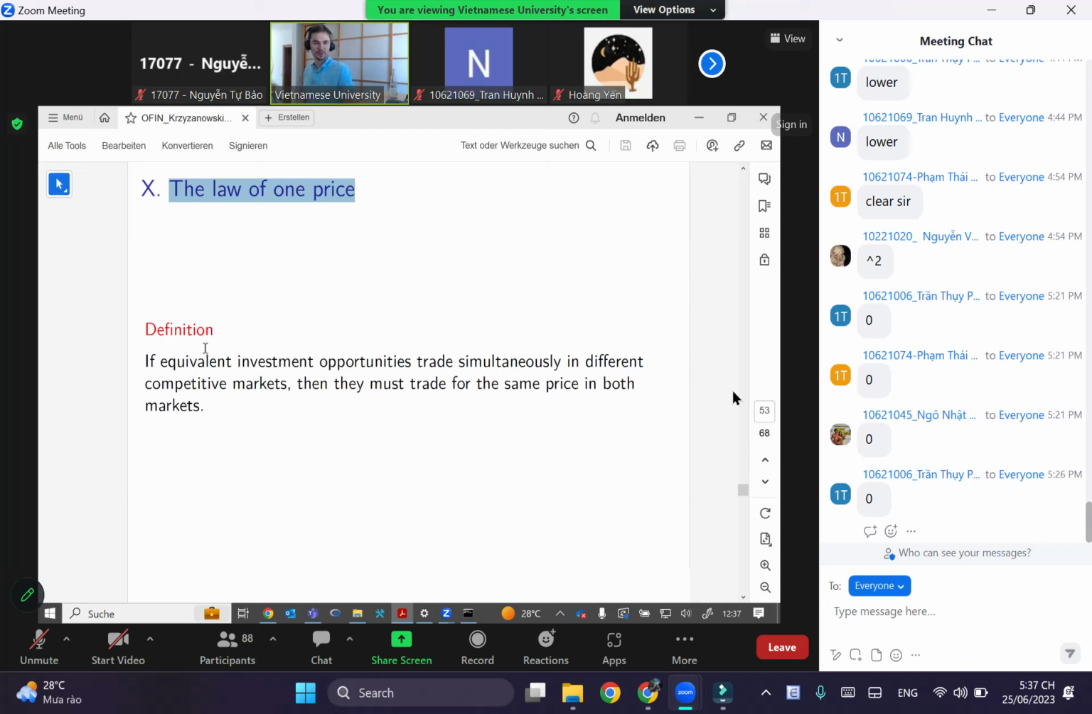So first of all, what is the law of one price? The definition of it is, well, if equivalent investment opportunities trade simultaneously in different competitive markets, then they must trade for the same price in both markets, meaning basically same products or same cash flow related investment opportunities, same price. This is like an efficiency consideration, right?